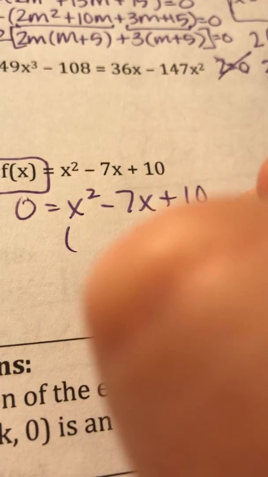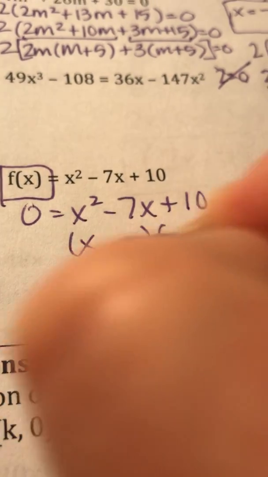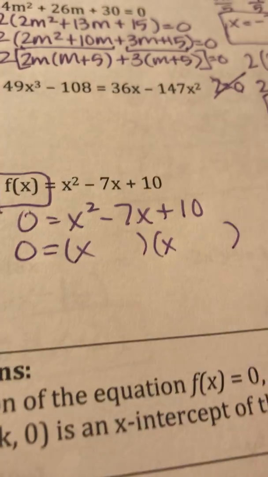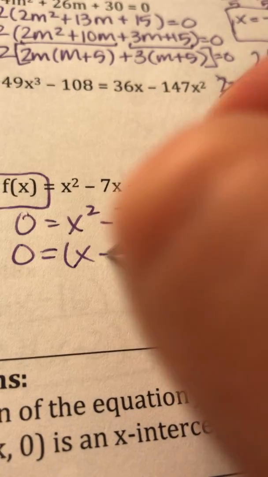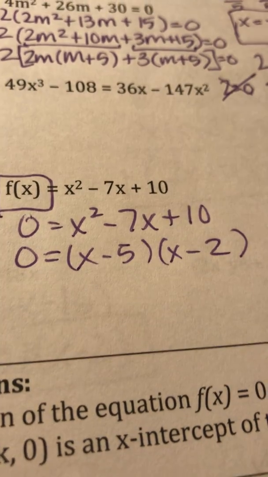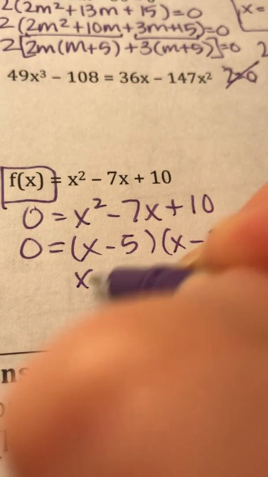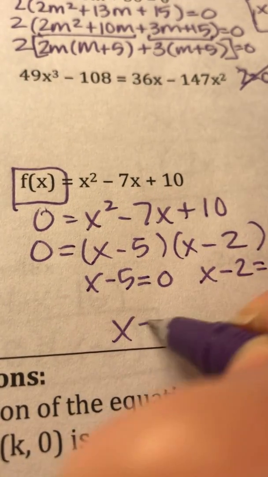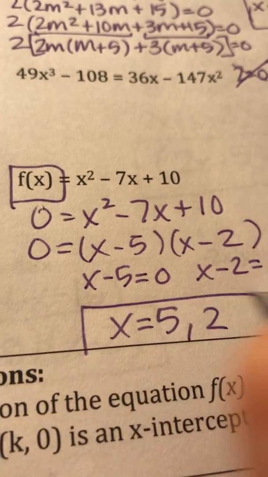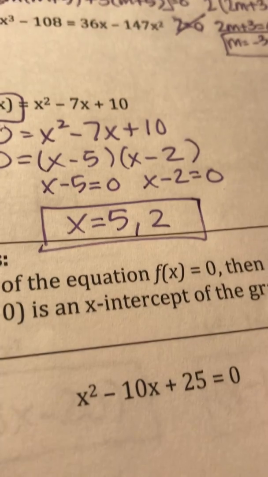Okay, now let's factor it. Okay, we want factors of 10 that add up to negative 7. So x minus 5, x minus 2. Set these equal to 0, and x equals 5 and 2. Okay?